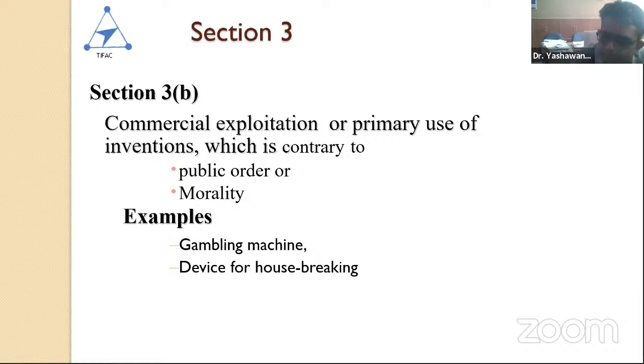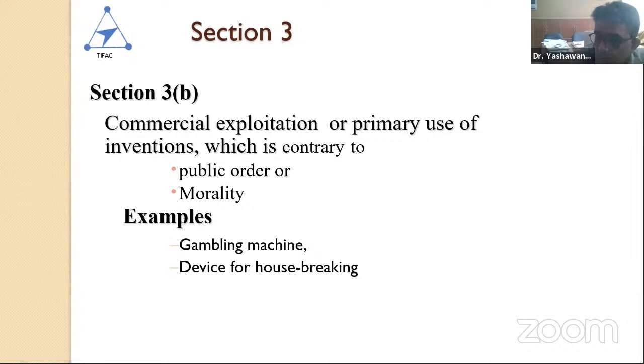See, any device whose commercial exploitation or a primary use, see here you have to read it very carefully, primary use of invention, there may be a secondary use. So if the primary use of this invention is contrary to public order or morality, then it cannot be patented.